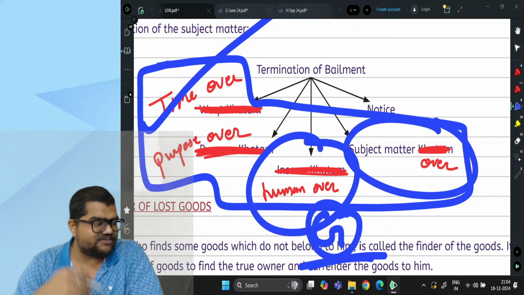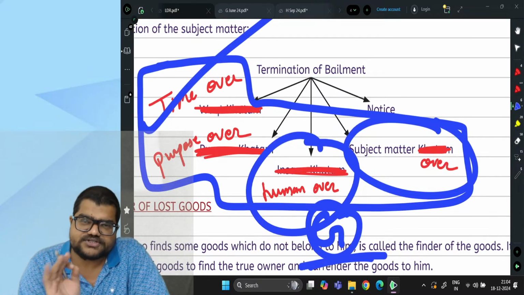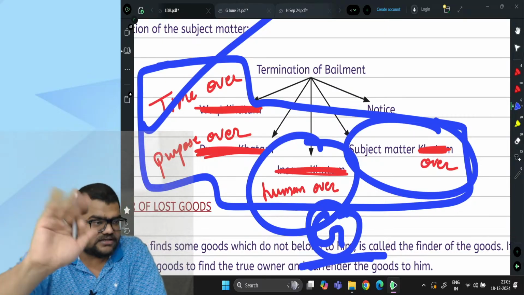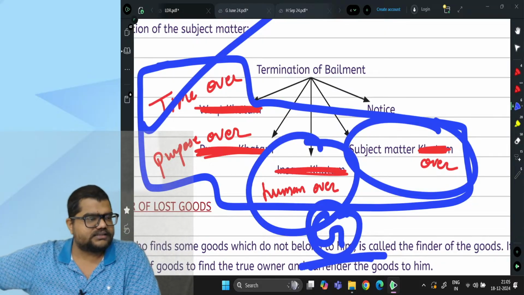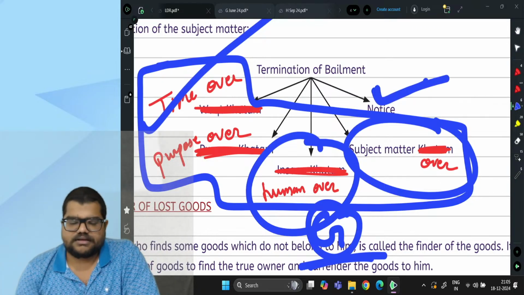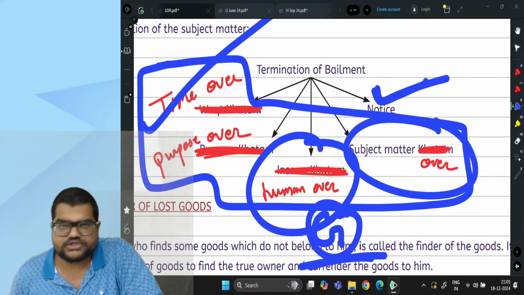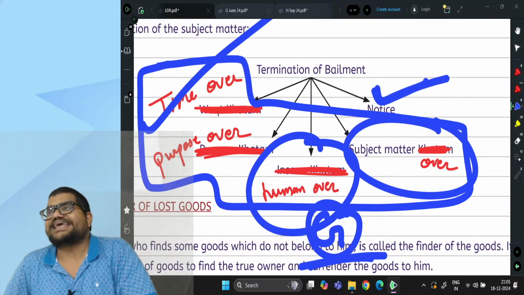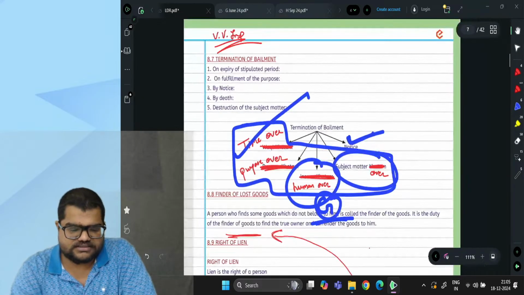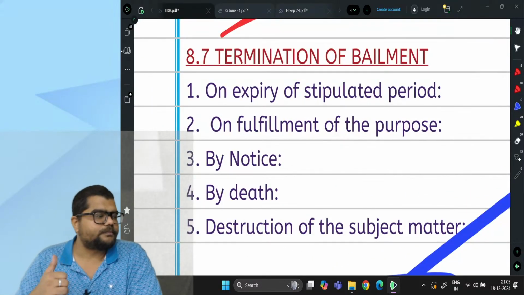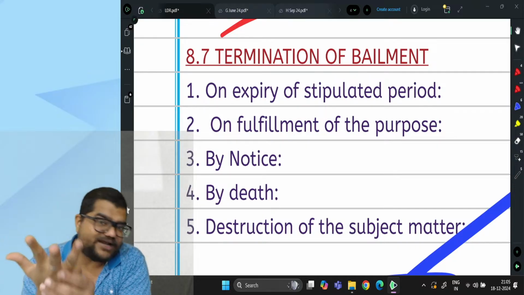Subject matter over. Sir, I gave you my car and the car is burnt. It is so obvious that one of the essential elements, which is return of the goods, will not take place, and because it will not take place, the bailment is over. And the last one is, I guess, very obvious. Notice, we've discussed this point already. In case there is any unauthorized use, I can always terminate the bailment. In case it is gratuitous bailment, again I can terminate the bailment prematurely by giving notice, and hence these 5 points. So if you can recall: time over, purpose over, human over, subject matter over, and notice.